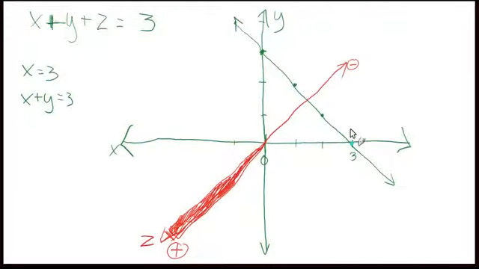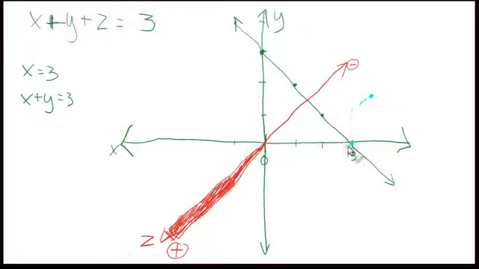Okay, so let's show that. If x were 3, then y could be positive 1, and z could be, and we're going to go in the negative direction, could be negative 1.